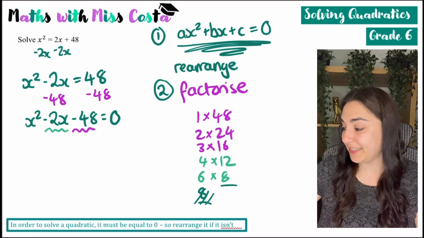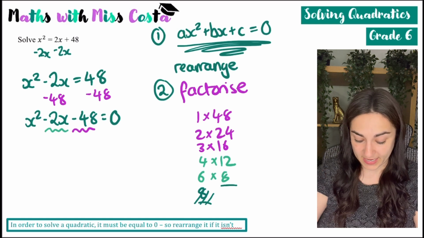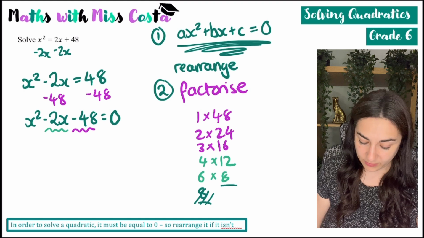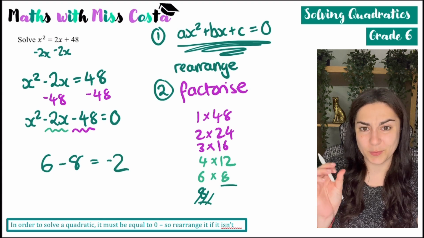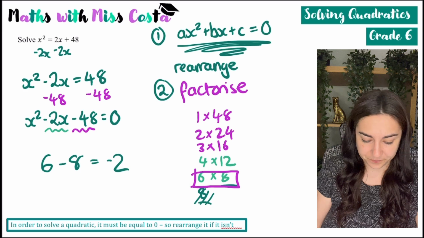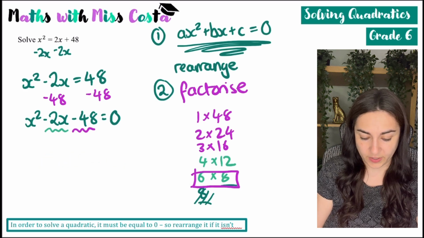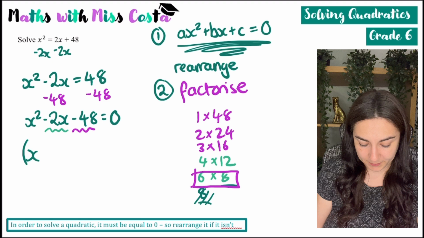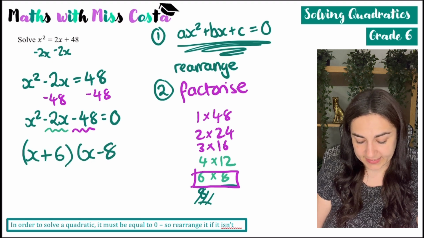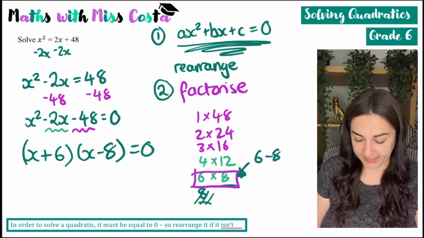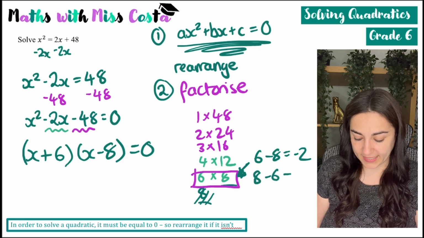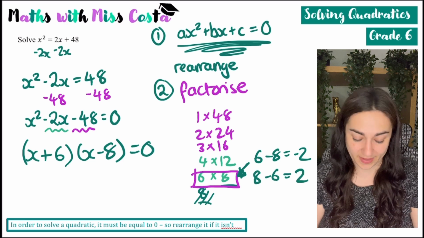So out of these factors, which can I add and subtract in order to make negative 48? All of them, and rearrange to make negative 2. Well, if I had 6 take away 8, that gives me negative 2. So whenever this number is a small number, you know that the numbers must be quite close together. So I know that in my brackets, I'm going to have x plus 6 and x take 8 must equal 0. Because remember, I said 6 times 8, and then 6 take away 8 equals minus 2. If it was 8 take away 6, it would be positive 2, and that wouldn't work for that quadratic.